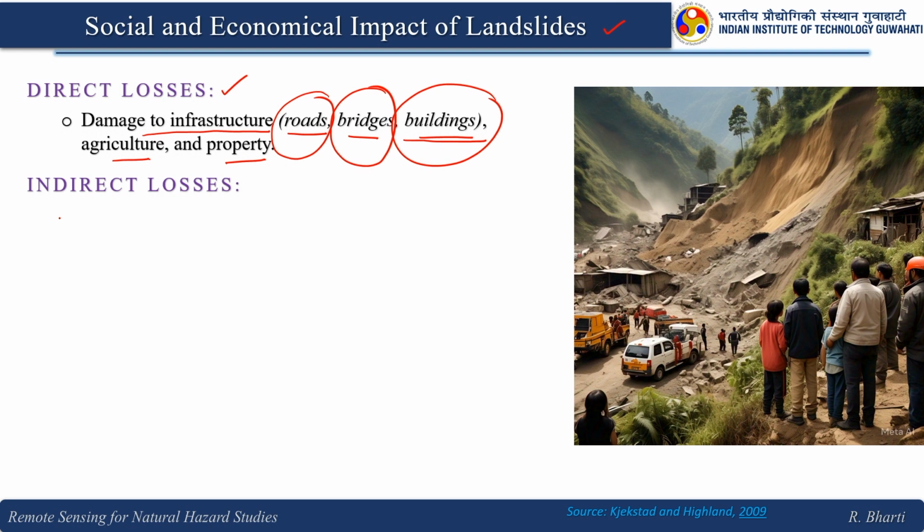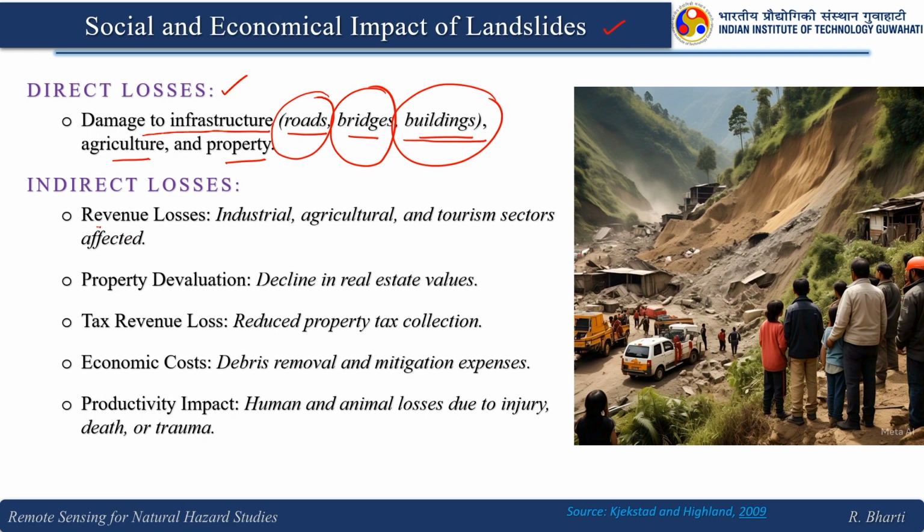What are the indirect losses? So, we have revenue losses because of the closure of the road, buildings and the agriculture related problems. Then we have revenue losses in the industrial, agriculture and tourism sectors. If an area is very popular for tourism and if there are landslides which occur frequently, people will avoid going into those regions. So, tourism also gets affected because of landslides.